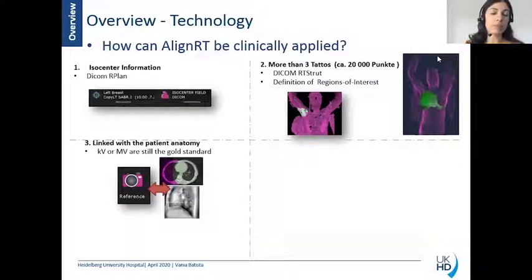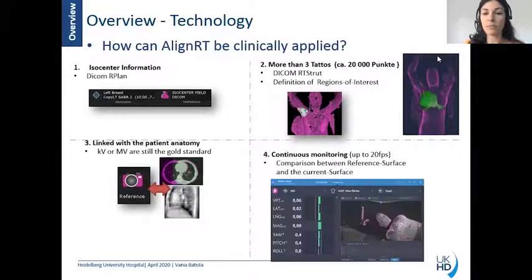Because the patient anatomy, the tumor anatomy, can be different compared with the surface of the patient, we still need to do imaging for several cases. We can define a correlation between the surface of the patient and the imaging when we take a reference of the treatment session at the same time that we do some kind of kV-MV imaging.